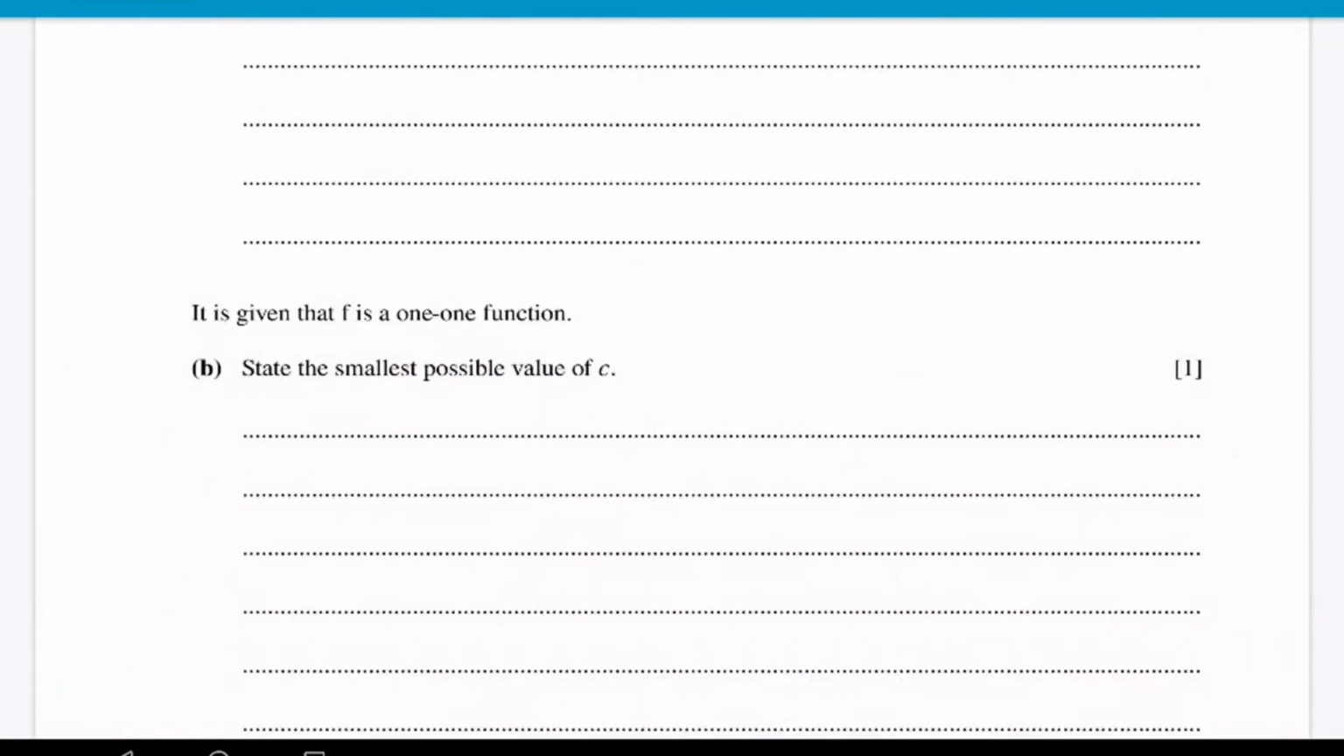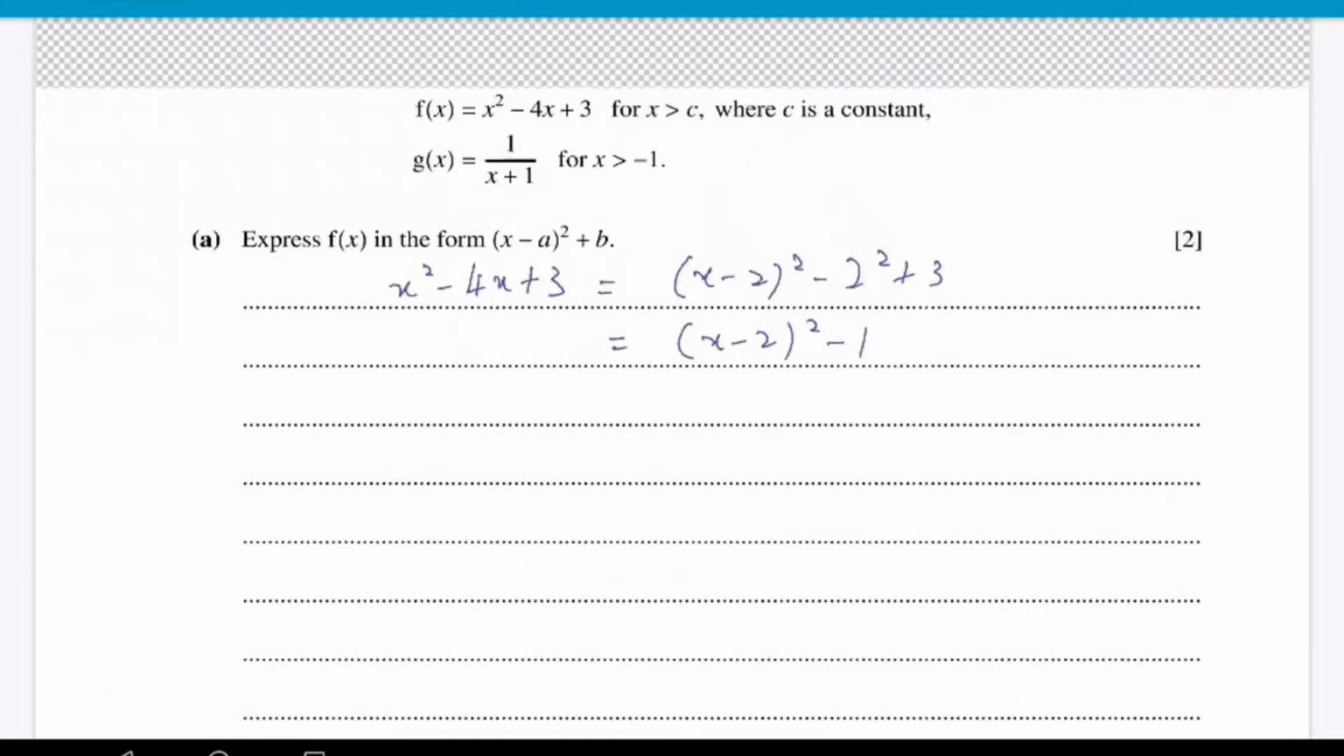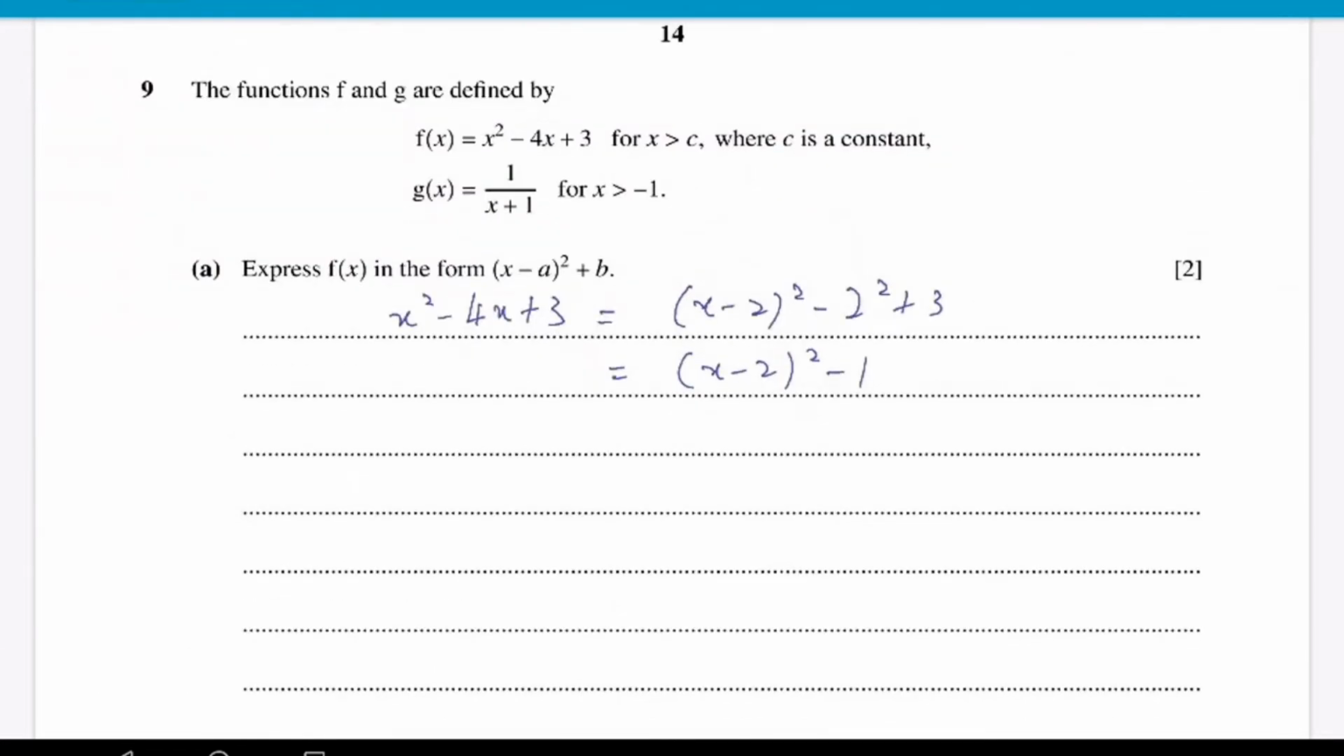It is given that the f is a one-to-one function. State the smallest possible value of the c. When we talk about a quadratic, it is symmetrical about the minimum or the maximum point, right? We want the curve here to be one-to-one. So when we want a quadratic function which is one-to-one, we usually cut it into half. So we are considering x greater than c here.